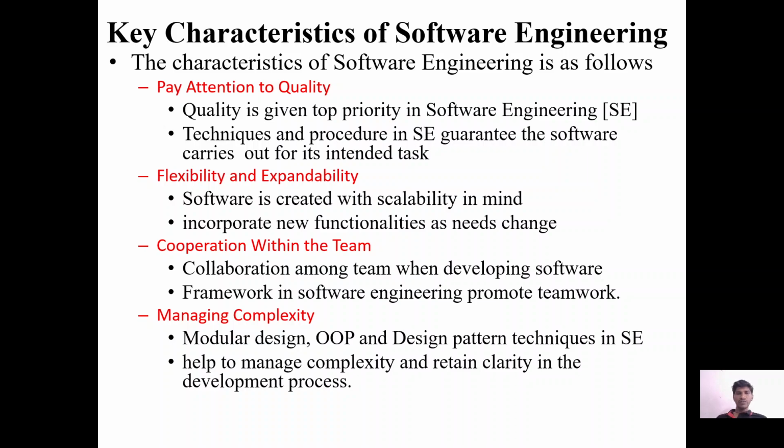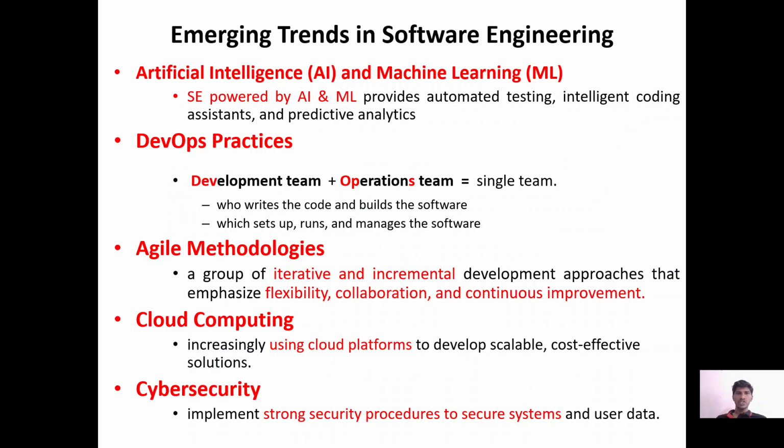So next is cooperation within a team. It is a kind of teamwork which is involved in the development of software. Next is managing complexity, which is a key characteristic of software engineering. Here modular design such as OOPS, that is object oriented programming, and design pattern techniques are used in software engineering. So these are the basic characteristics of software engineering.